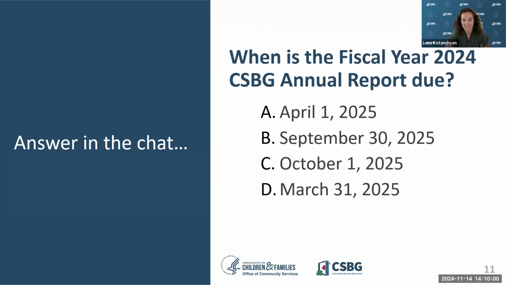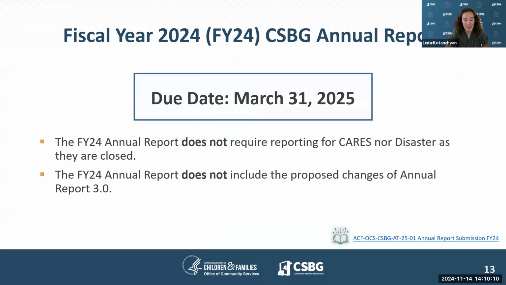I think at this point we can reveal the answer. As you all correctly answered in the chat, it is option D. On the next slide, you'll see that the fiscal year 24 CSBG annual report is due on March 31st, 2025 at 11:59 p.m. Eastern Time in Grant Solutions.